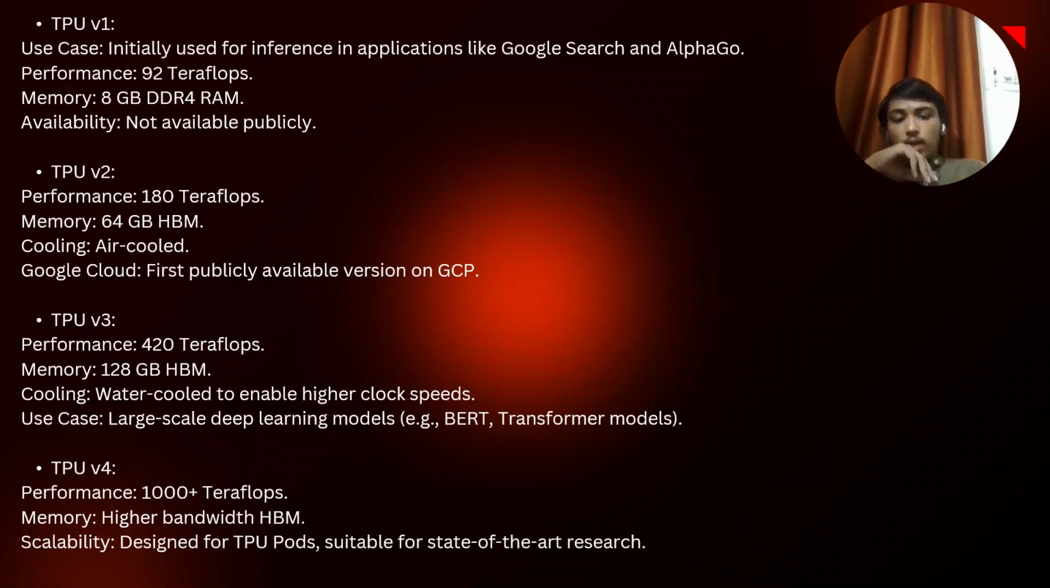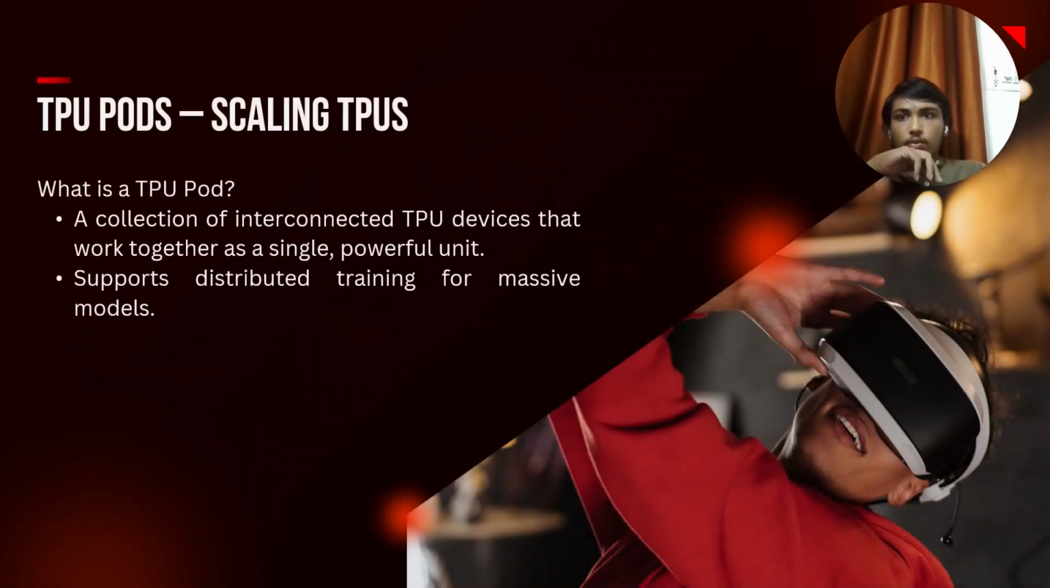Now let's see what a TPU pod is. A TPU pod is a collection of interconnected TPU devices that work together as a single powerful unit. Hence, when more than one TPU is interconnected and they work as one powerful unit, it is called a TPU pod. It supports distributed training for massive models, because when massive models are trained, the task is distributed among all the TPUs.